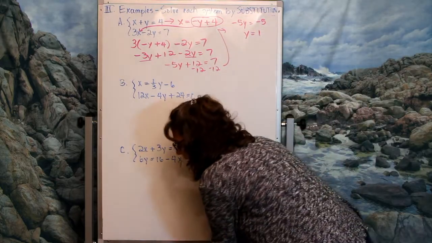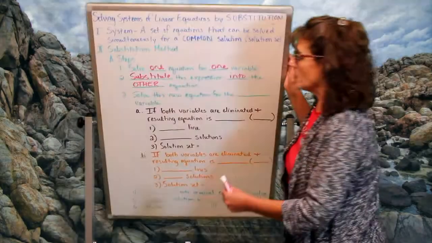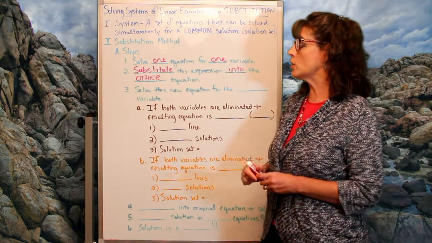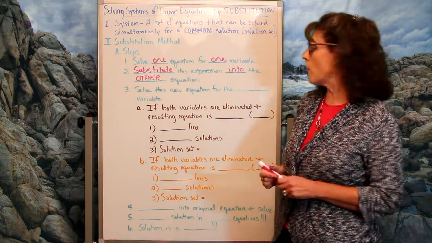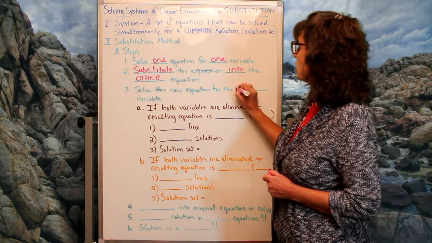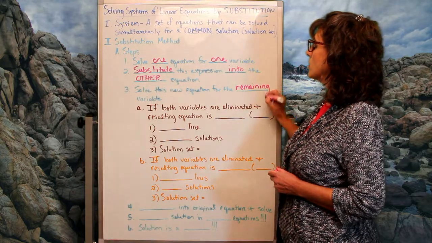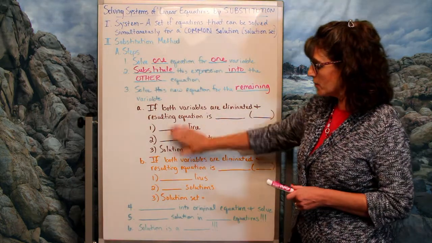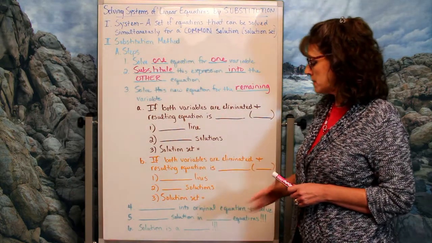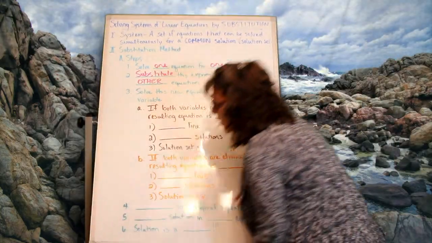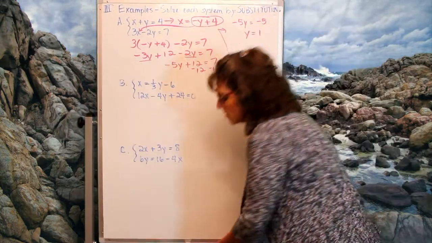So let's flip back to those steps. When we substitute that expression into the other equation, we have an equation that we can solve for the remaining variable. Solve this new equation for the remaining variable. In that case, we saw that we were solving it for y. Now we're going to skip over what's in brown and orange, and we're going to jump down to here.